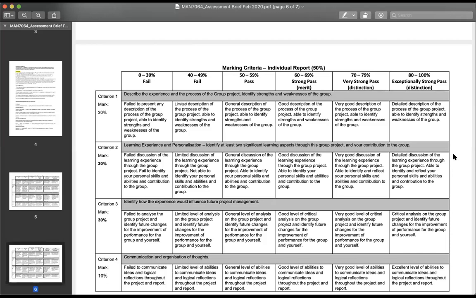Yeah. Okay. So this is what is required of the individual report. The evaluation would be different from person to person. But what it should cover is this. Describe the experience and the process of, this is not an individual project. Let me take the assessment.